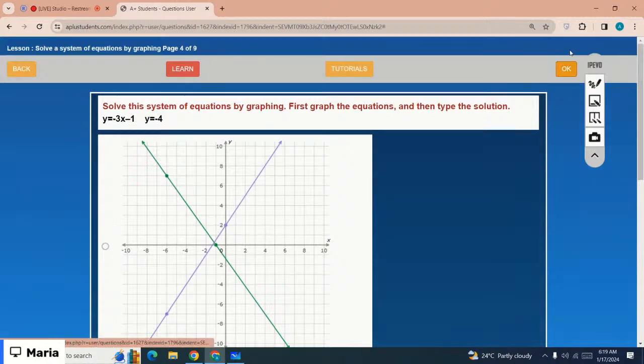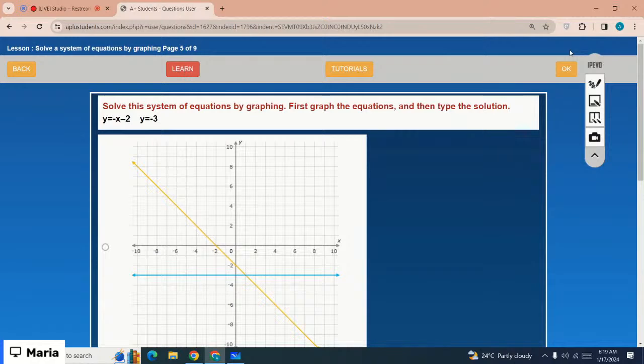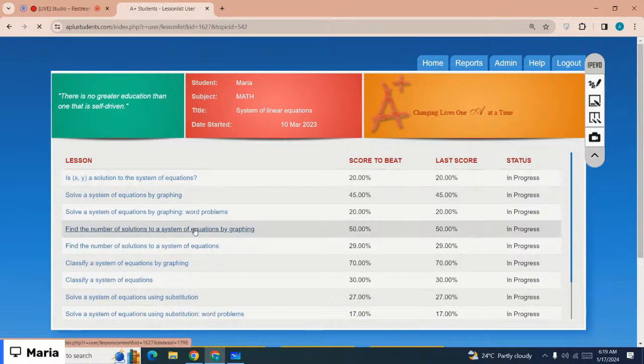Okay, you can complete the lesson by yourself later today. Let me just move on to the next lesson. And the next lesson is solve a system of equations by graphing word problem. So you have to do word problems on your own, right? The next one is find the number of solutions to a system of equations by graphing.